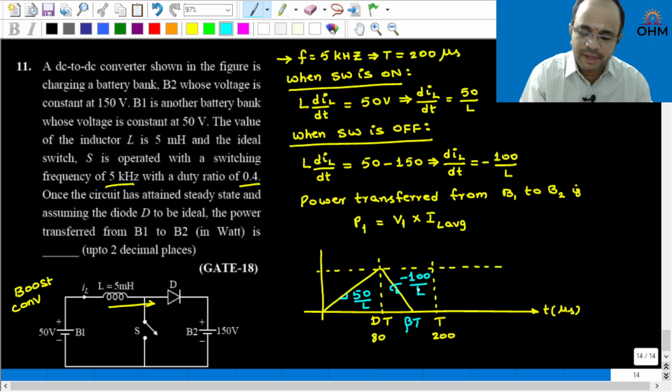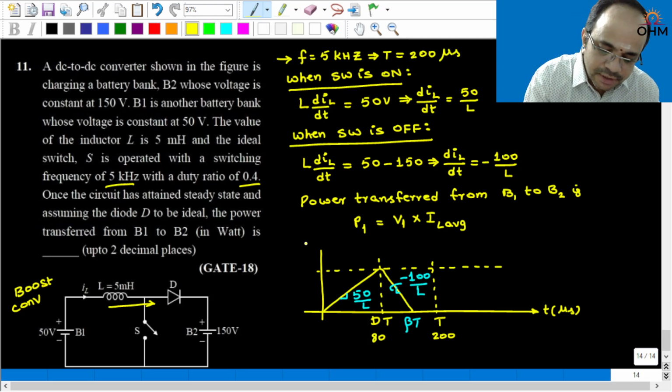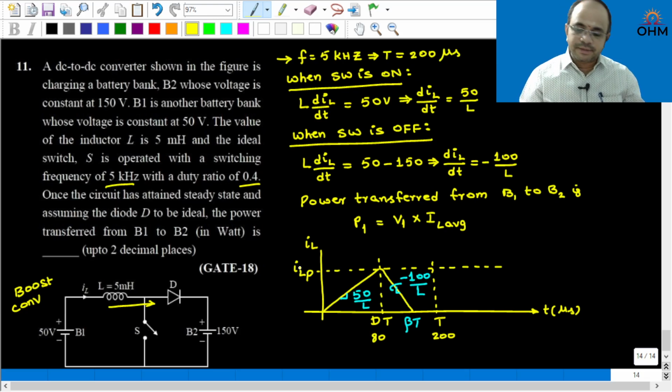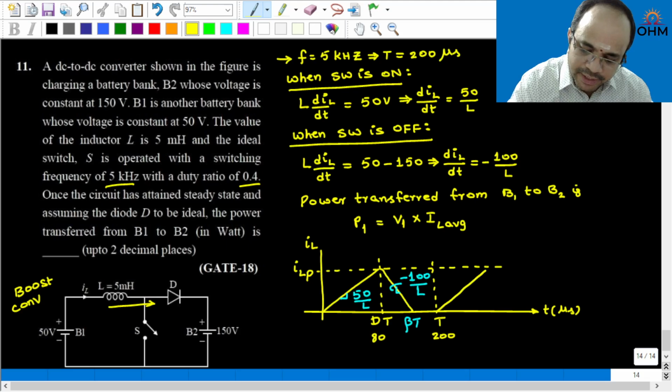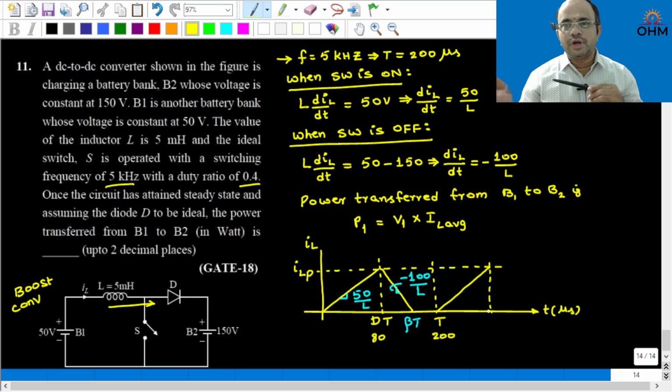Minus 100 by L, right? So this is the inductor current waveform. In this waveform, let me call this IL peak. Again, the same waveform will repeat periodically in the next cycle as well. This is how the periodic waveform looks for the inductor current.